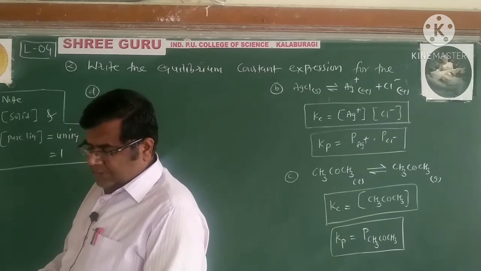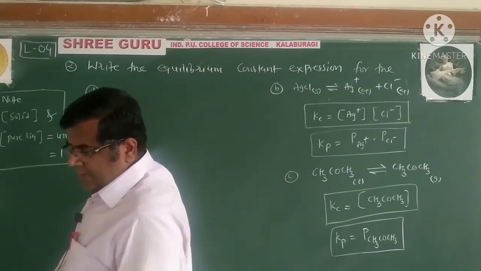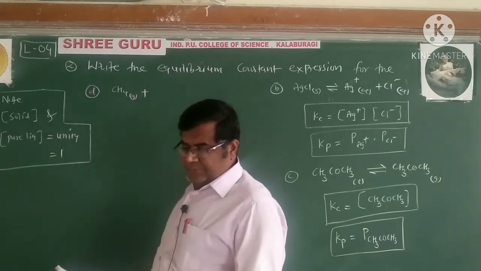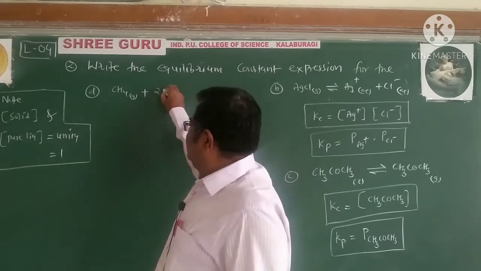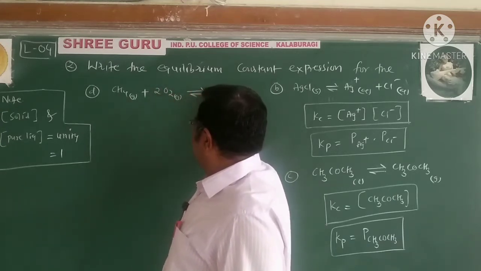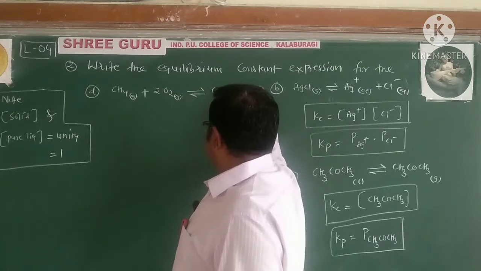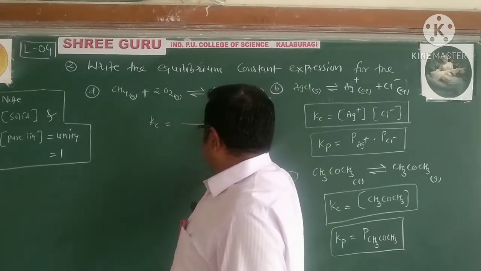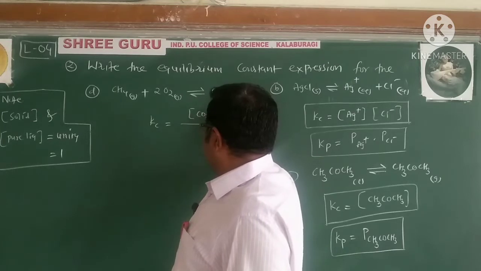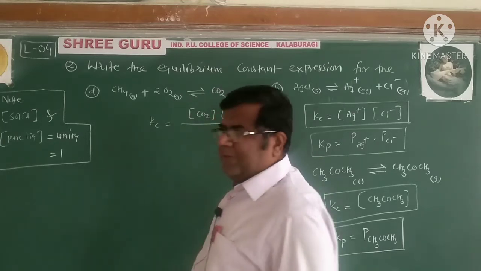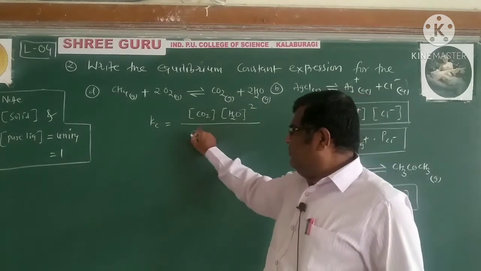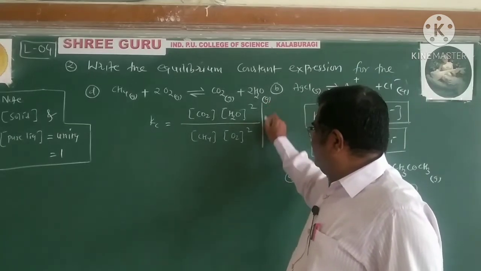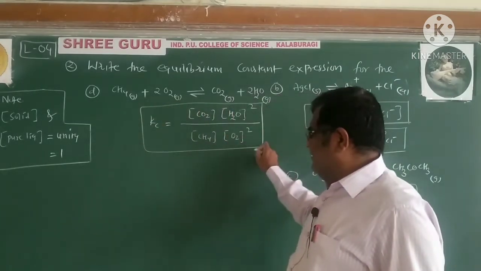See the reaction here: CH4 in gaseous state plus 2O2 in gaseous state gives CO2 in gaseous state plus 2H2O in gaseous state. Kc is the ratio of molar concentration of products, so I have to make a square of it because there is 2H2O, over CH4 and O2 square. This is the expression for Kc.